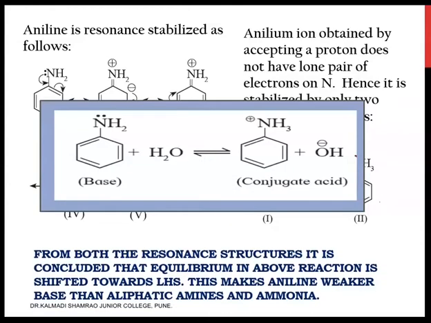Thus, from both the resonating structures, that is the resonating structure of aniline and the resonating structure of the anilinium ion, it is concluded that the equilibrium in the above reaction is shifted towards the left hand side, that is towards the base. This makes aniline a weaker base than aliphatic amines and ammonia. So it is clear that due to the resonance structures which the aniline molecule is showing, it is becoming a weaker base than the aliphatic amines.